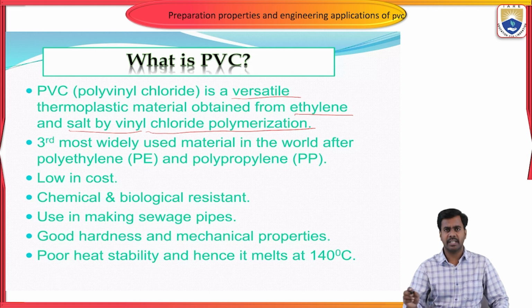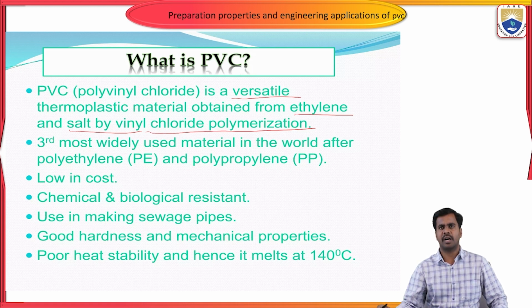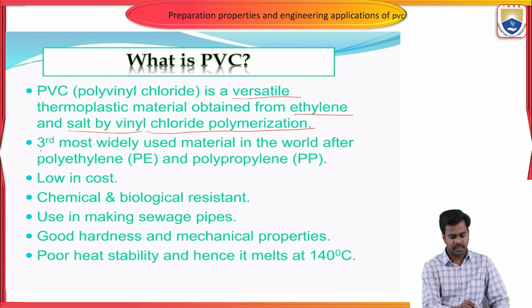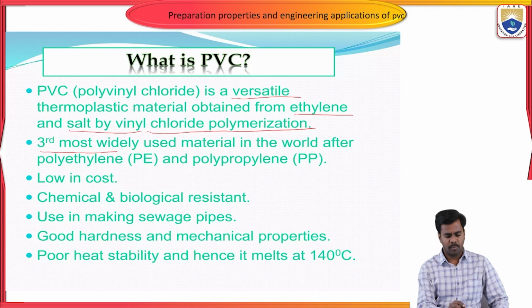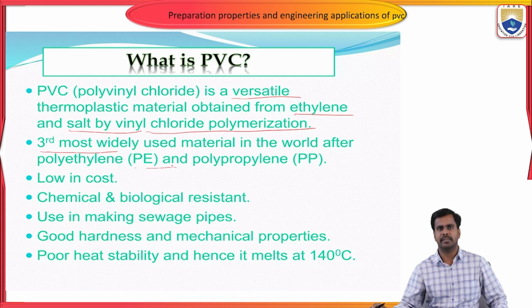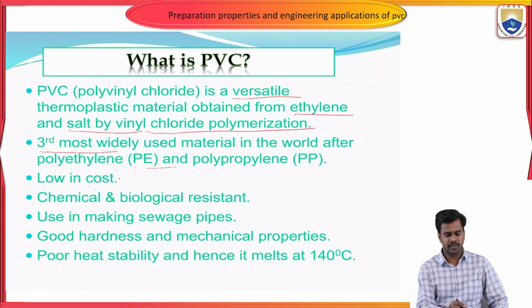So it is a type of versatile thermoplastic material which is formed from ethylene and salt by vinyl chloride polymerization. And it is the third most widely used material in the world after polythene and polypropylene. It is the third most used type of thermoplastic material. And the cost of PVC is very low.